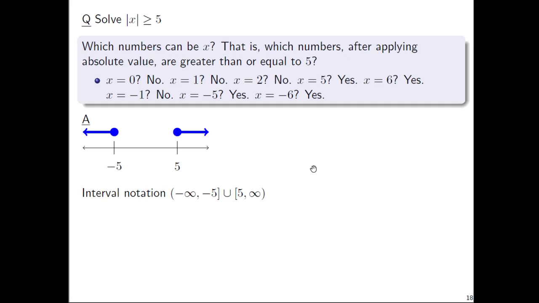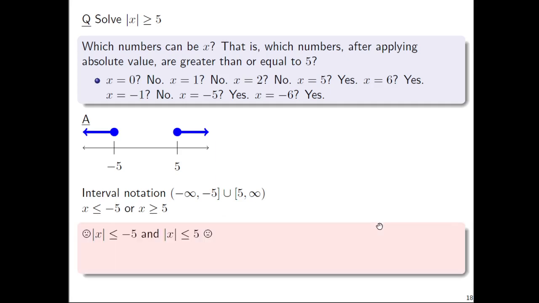Here it is in interval notation. And then we can write this out as a double inequality. We do need the word or. Remember that the union symbol will convert to the word or here.